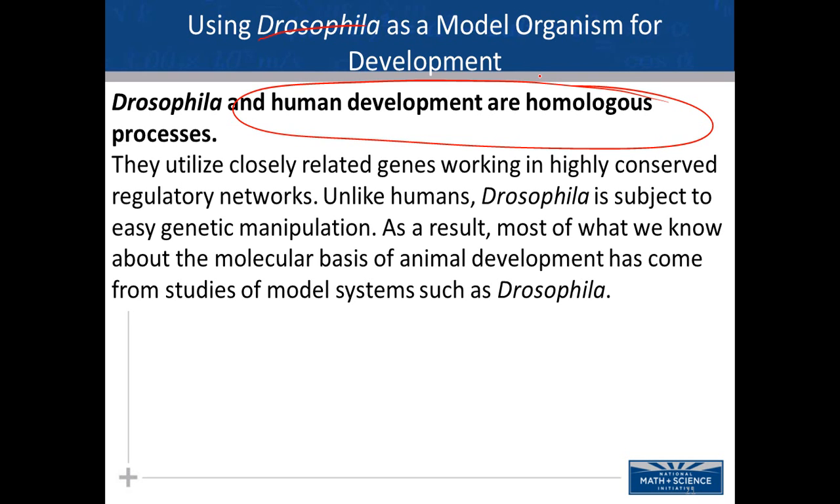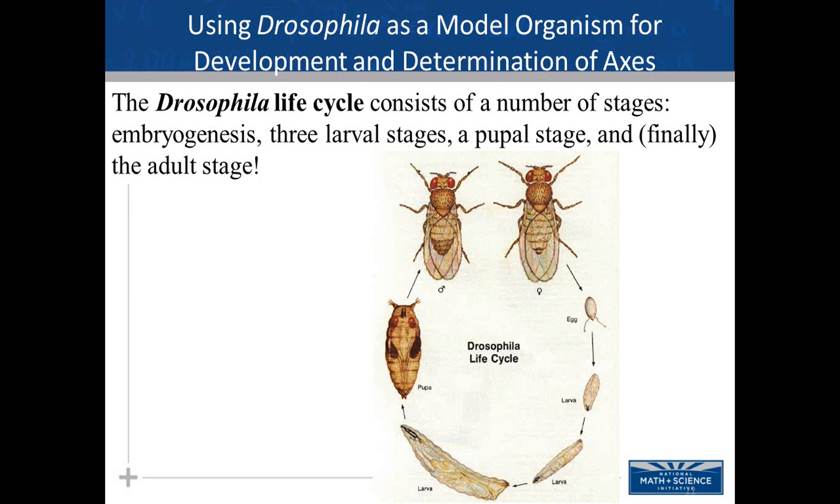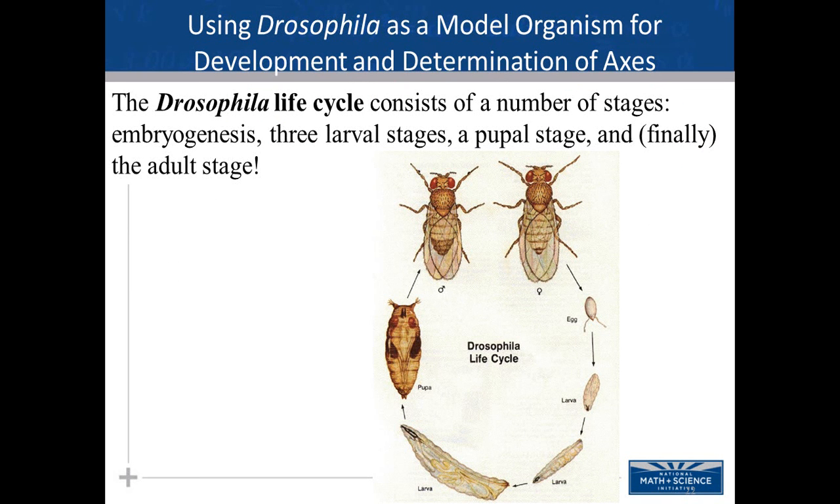So let's look at an example of development in Drosophila in terms of determination and differentiation. So first off, here is the Drosophila life cycle. And we know that we have, this is a little male, this is a little female, and the male will deposit sperm inside of the female, and here's an egg, and it will become fertilized.